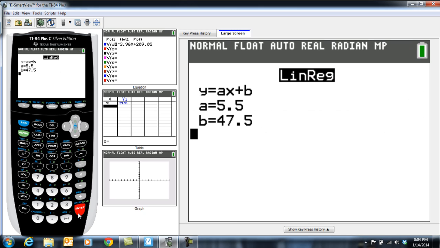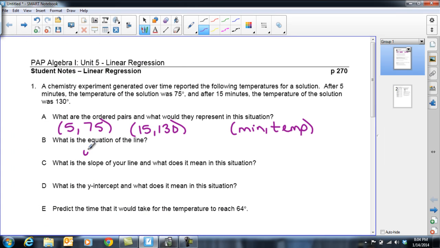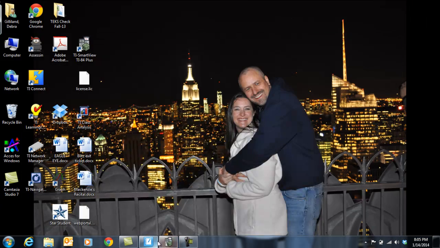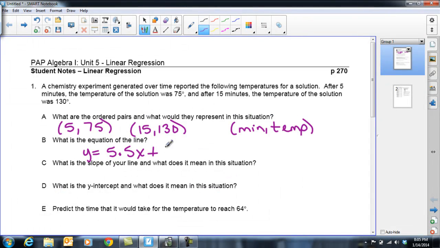And so now here's what we have. It says LinReg, y equals AX plus B, and it tells me A is 5.5 and B is 47.5. To write my equation, I'm just going to substitute these values into AX plus B. So my equation is y equals, A was 5.5x, and B was 47.5. Whoops, wrong. So I have plus 47.5. So there is my equation that goes through these 2 points. That's the equation of my line.